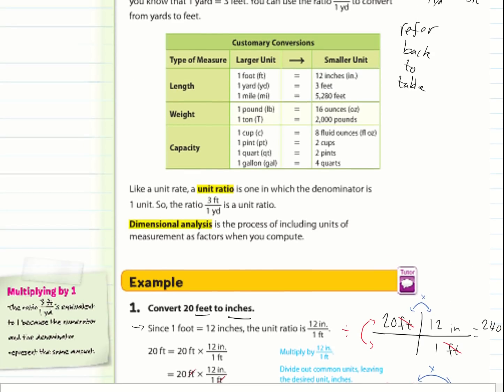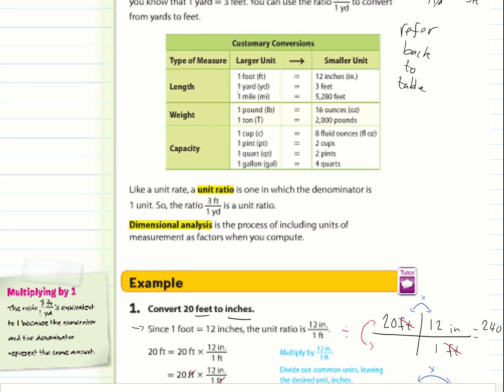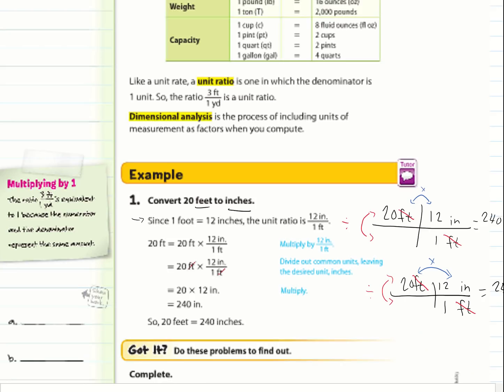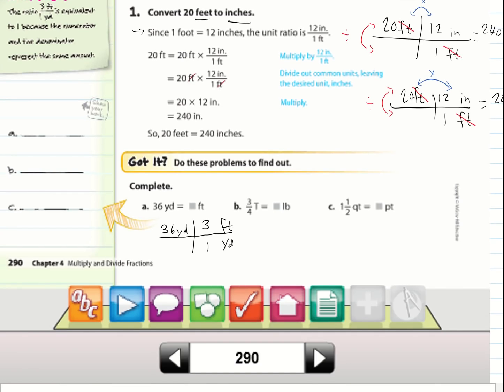I can also go back to the table. So 1 yard equals 3 feet. So I have my ratio of 3 feet to 1 yard. Now my yards are going to cancel, and since they're side to side, we multiply these together. So 36 times 3 feet is going to give me 108 feet.